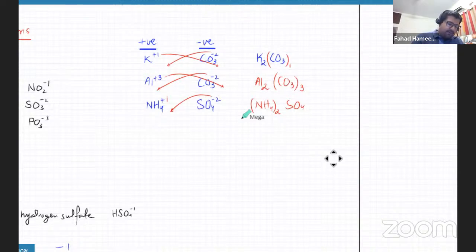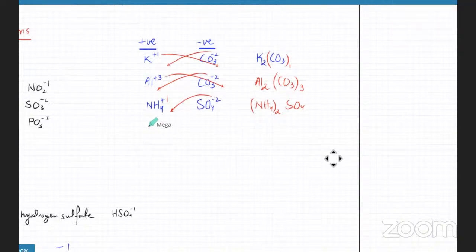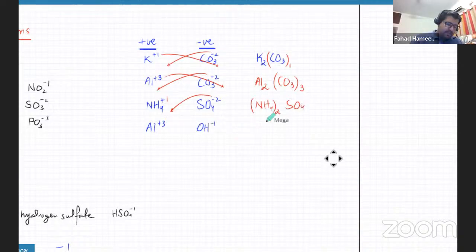What about aluminium hydroxide? Aluminium is group 3. What's the formula? Al(OH)3. So here this is -1 and it's going to be Al. Al is going to be 1. You don't need to write 1. And OH would be thrice.